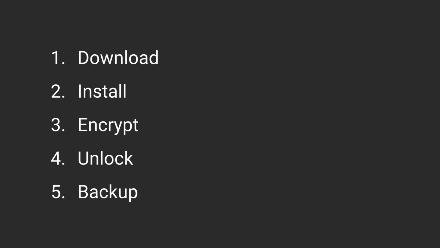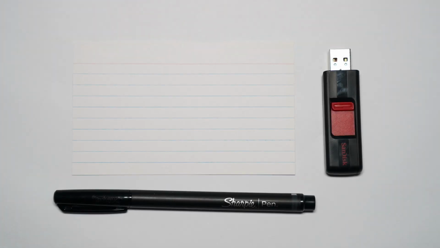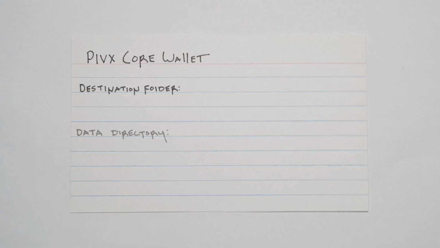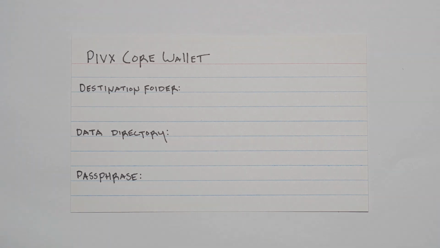Before we get started, please gather the following items: an index card, a pen, and a blank USB thumb drive. It's good practice to back up important information regarding your wallet, and we'll use these items throughout the tutorial to do so. Go ahead and label the top of the index card PIVX Core Wallet. Below it write Destination Folder, Data Directory, and Passphrase. We'll fill in this information as we go along.